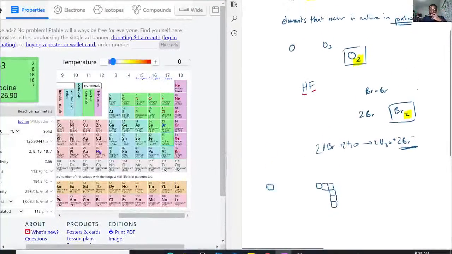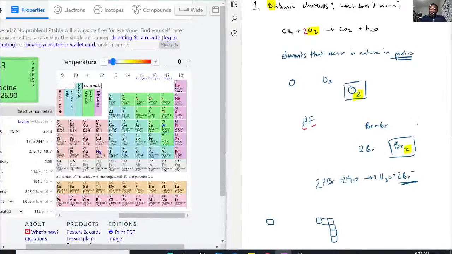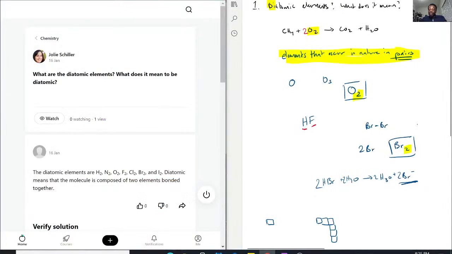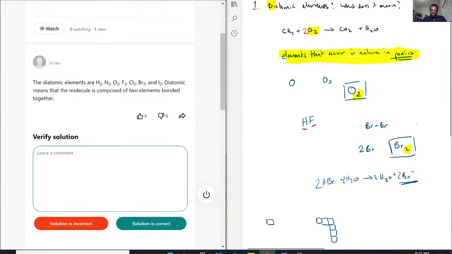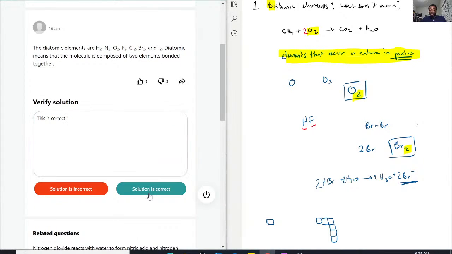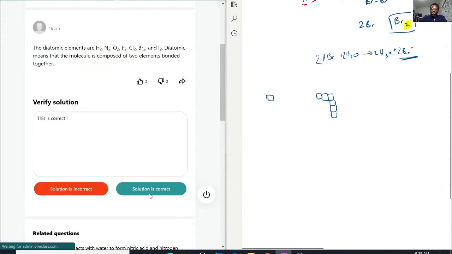So that is quite a bit of information to process, so I'll just stress this part. Elements that occur in nature in pairs are diatomic elements, and you are looking for the subscript right here. Okay? With that being said, this is correct. Let's move on to the next question. So question number 2.